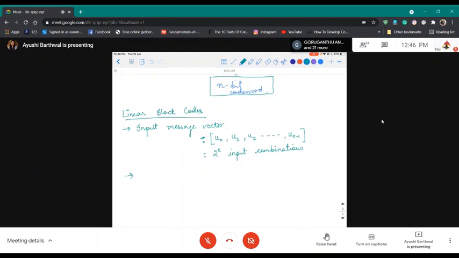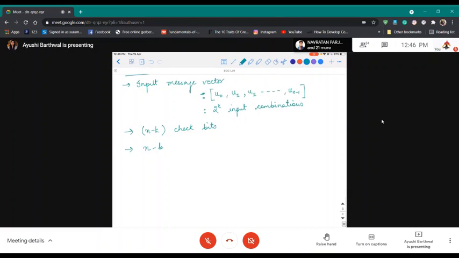Now to this k-bit message data or message vector, we add n minus k check bits or redundant bits, and we finally get an n-bit code word, which is denoted by small v, and is given by v0, v1, v2 up till vn.